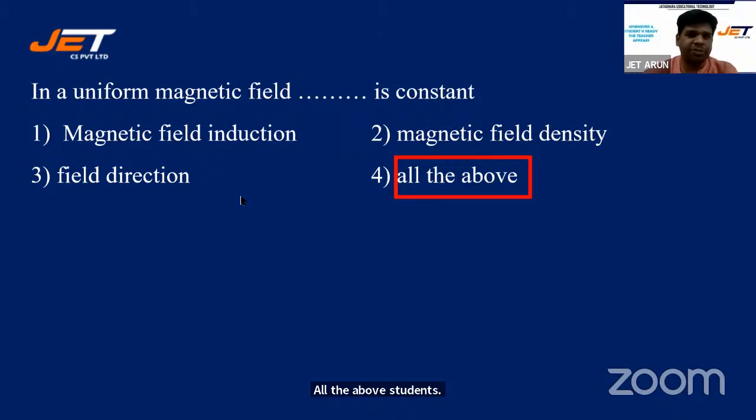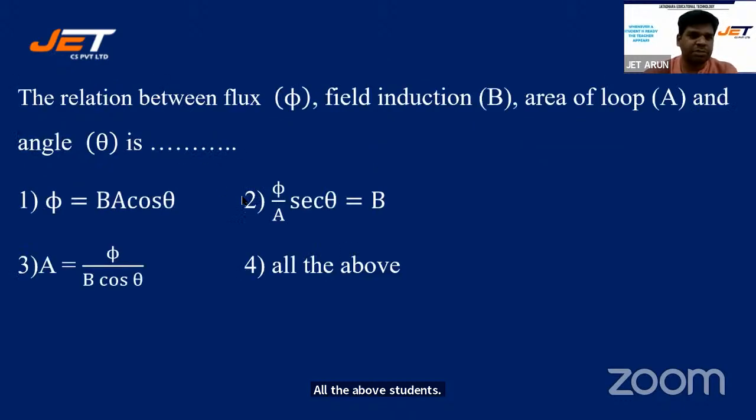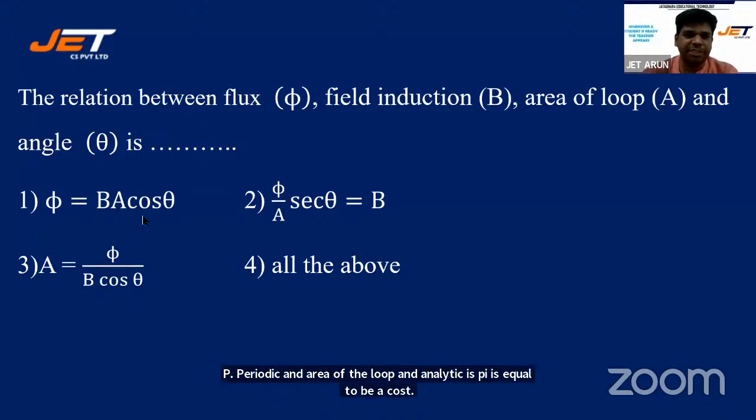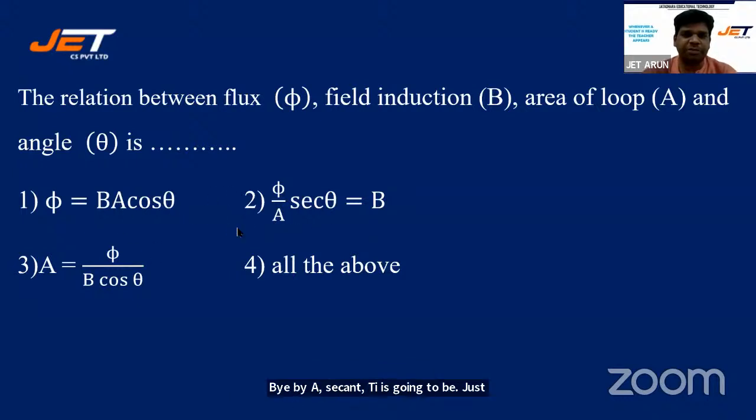All right, let's go for the next one. The relation between flux, field induction, area of the loop and angle theta is phi equals BA cos theta, so phi by A secant theta is equal to B. Just manipulating, students: cross multiply, cos theta and secant theta. So A is equal to phi by B cos theta. That comes from the first itself. So is it all the above?